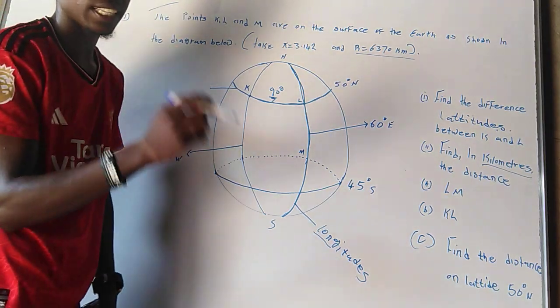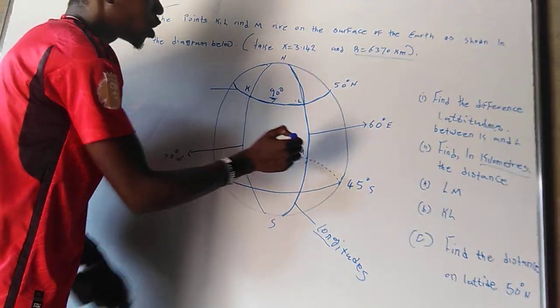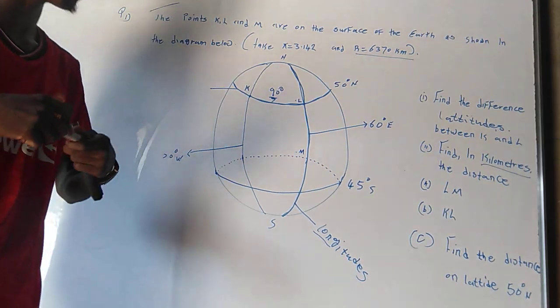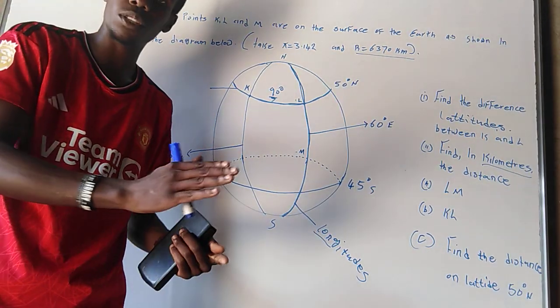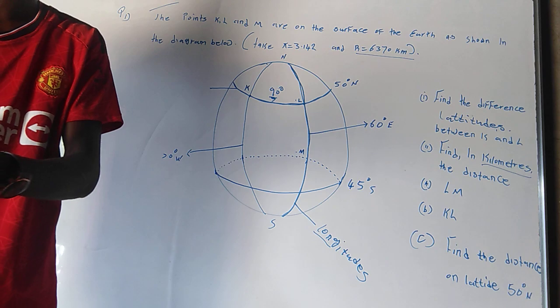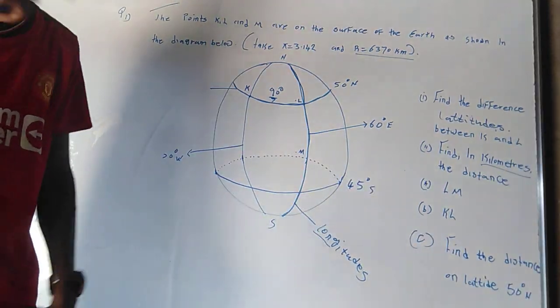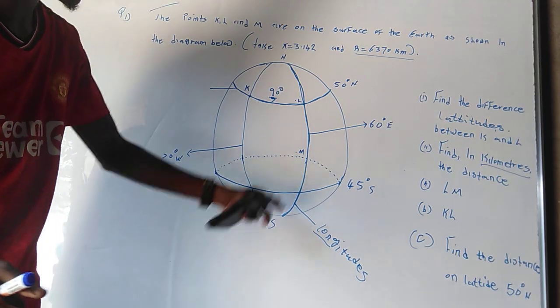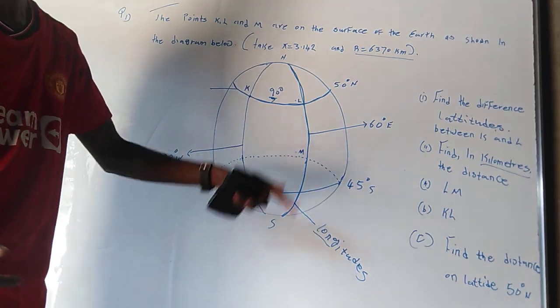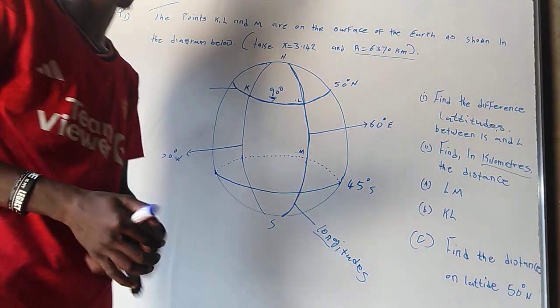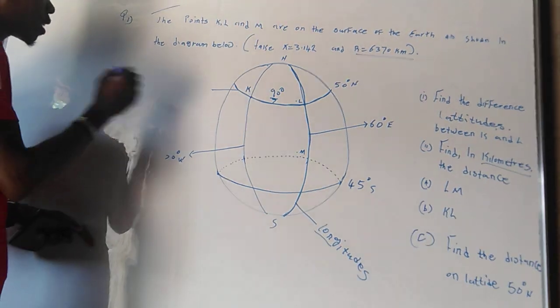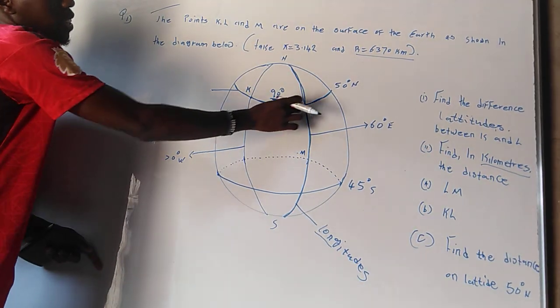What are we finding? The distance LM. So you check your LM is falling on what? Is it falling on the latitude or is it falling on the longitude? LM is falling on the longitude, this line here. So L, you say let's first find the difference here.